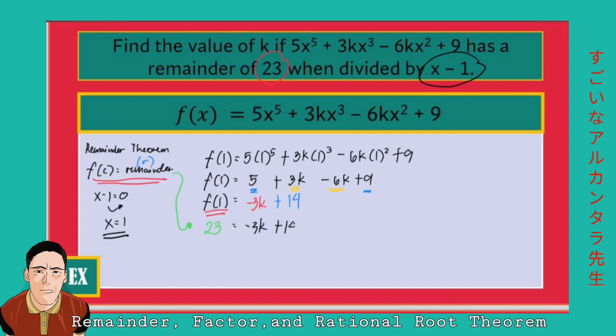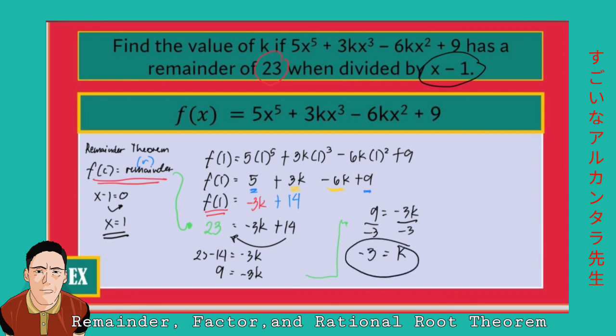So now what we'll do is we isolate the variable, transpose 14 to the other side. We have 23 minus 14 is equal to negative 3k. 23 minus 14, that's going to give us 9 is equal to negative 3k. Am I correct? Yep. Divide both sides by negative 3. Therefore, our value for k is none other than negative 3.